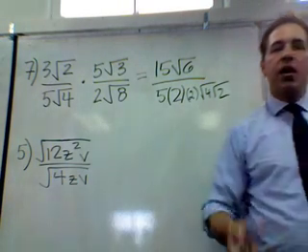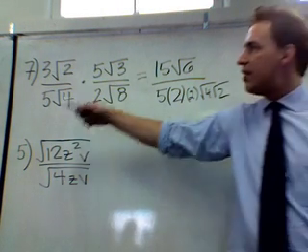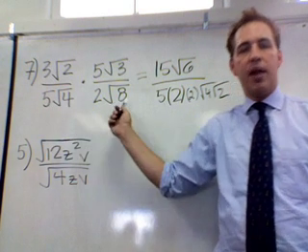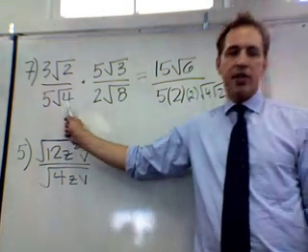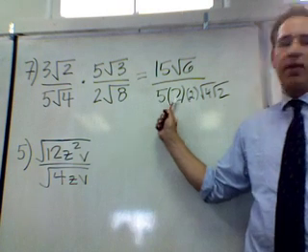All right, we're going to go over a couple questions from the Chapter 11 pretest. This is number 7: 3 root 2 times 5 root 3 over 5 root 4 times 2 root 8. First of all, that glares at you and says, please simplify me. Root of 4 is equal to 2, so we simplified it right away.